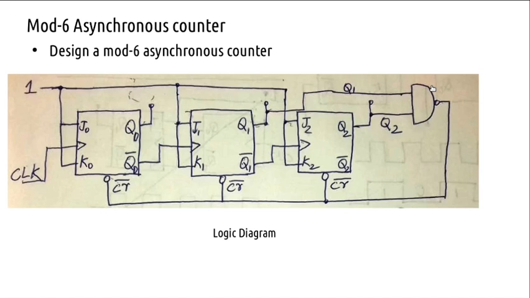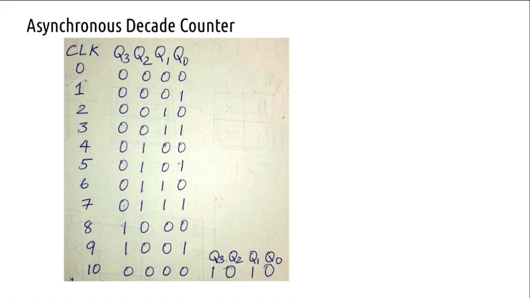Right? Assuming that you have done it, I'll move to the next topic. So this is a decade counter. In a decade counter, our states are from 0 to 9, right? 0 to 9. So you'll have to recycle the counter to the first state. So 10, 1010 is 10. So 1010 means Q3 Q1, you have to NAND it, the same way just as we did now.